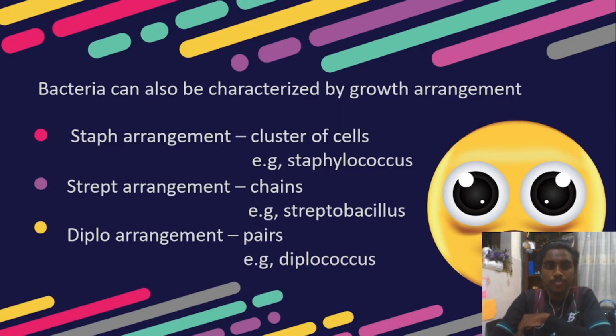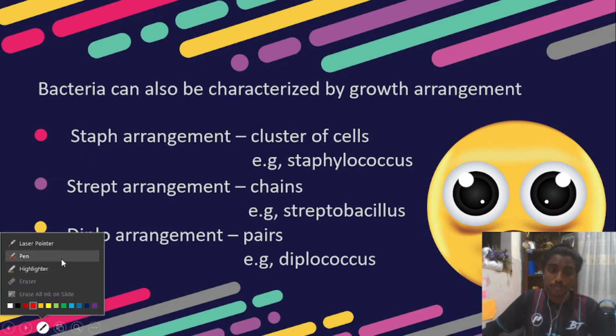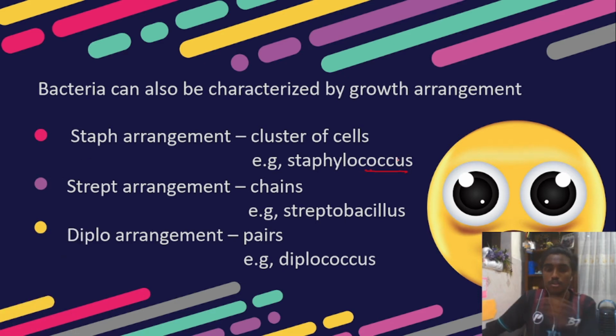Next, the third characteristic: we can characterize bacteria by their growth arrangement. The first one is staphylo arrangement. Staphylo arrangement describes bacterial cells in a cluster. For example, staphylococcus. The word staphylo refers to the growth arrangement, whereas coccus refers to the shape of the bacteria. Coccus means the bacterial cells are round in shape.